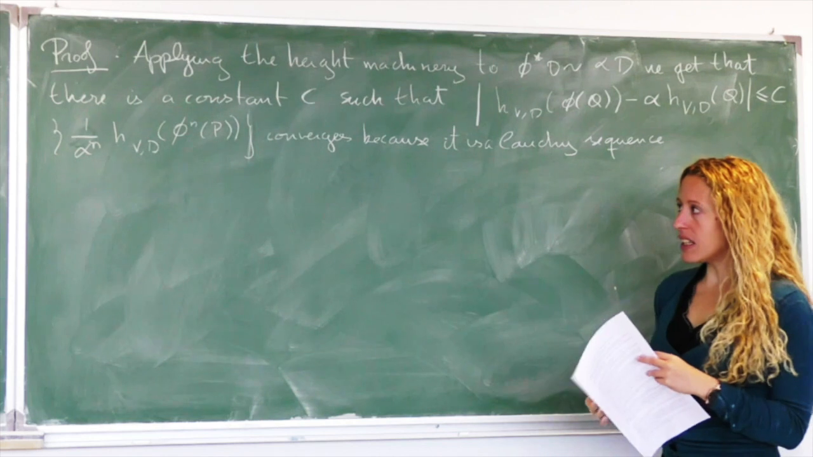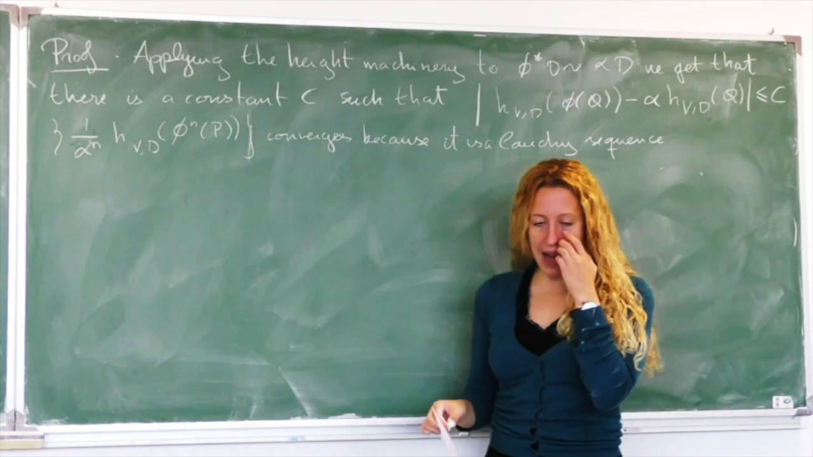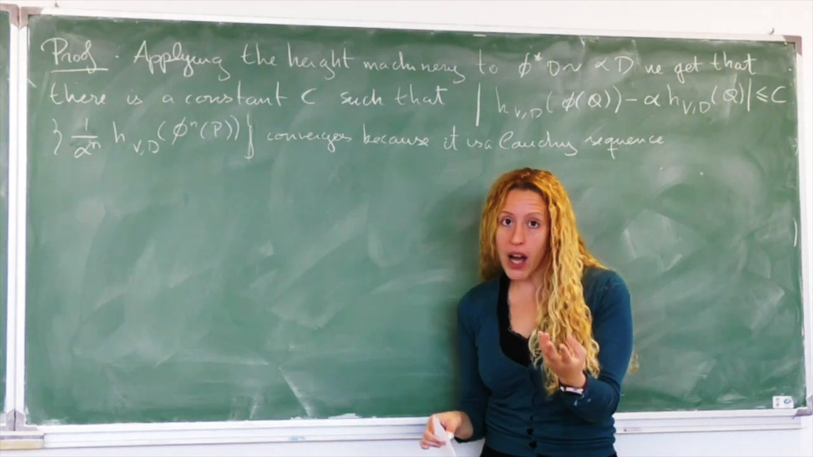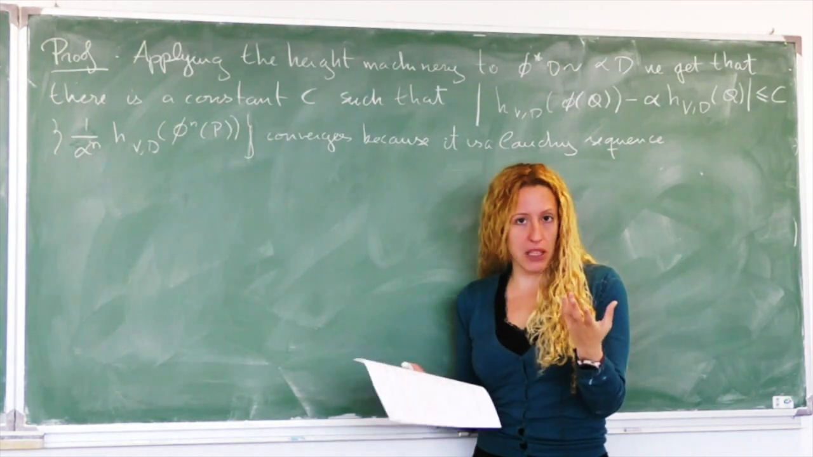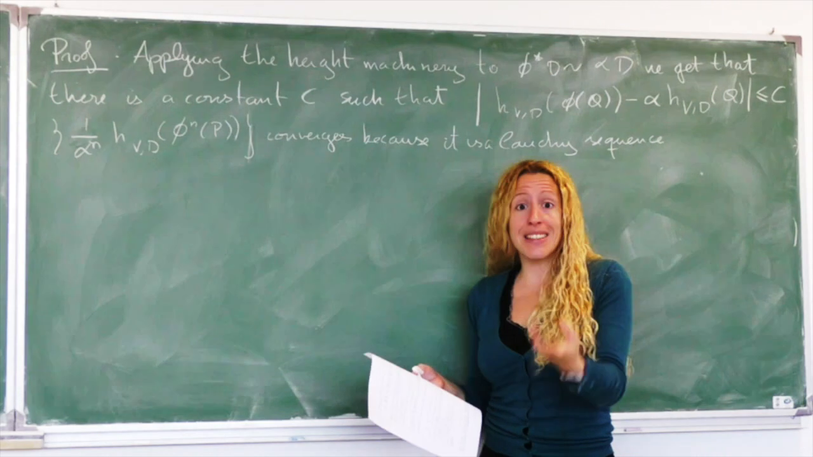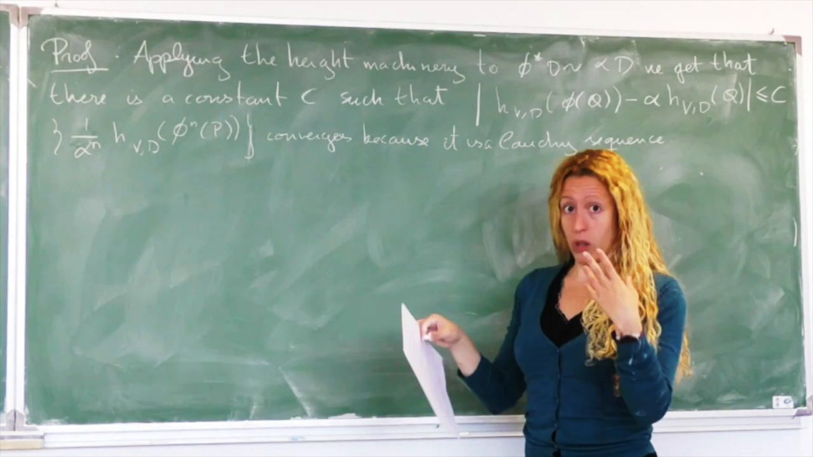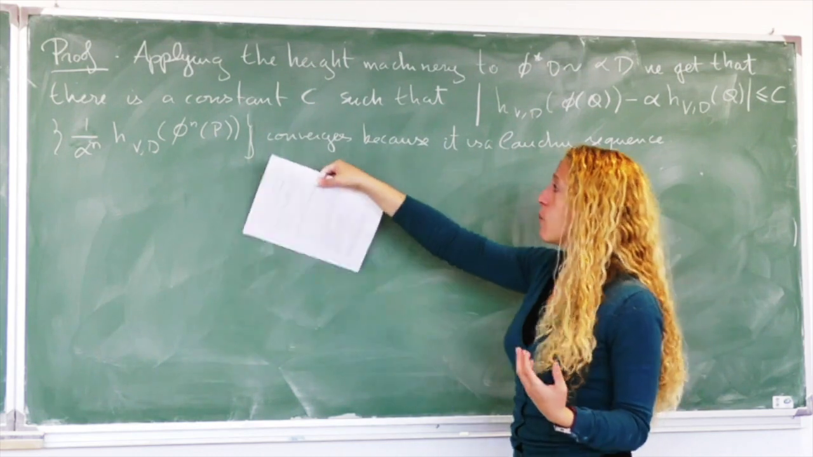So basically the idea is that we have defined a height as a limit. In order to prove that it is well defined, we have to prove that this limit really exists. So it is the limit of a sequence. We have this sequence, and what we have to prove is that this sequence converges.